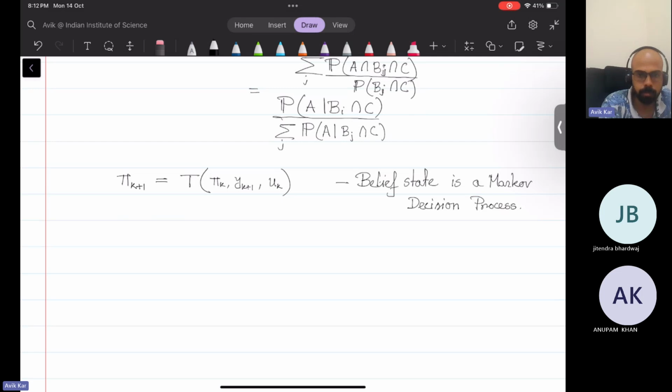But what is the problem? The problem is that here the state space is a simplex, that is a continuous space. So what people can do is use algorithms for continuous state spaces. I mean, I'm talking about the learning part of it. They can use algorithms for continuous spaces to learn this MDP.